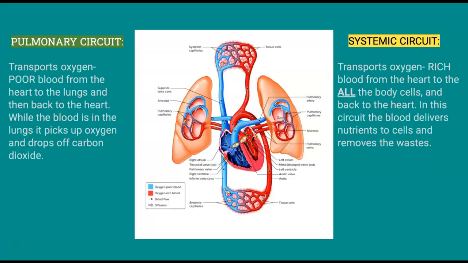I want us to remember oxygen-poor blood is going to be shown as blue, and oxygen-rich blood will be shown as red. Also remember, arteries carry blood away from the heart, while veins carry blood toward the heart.